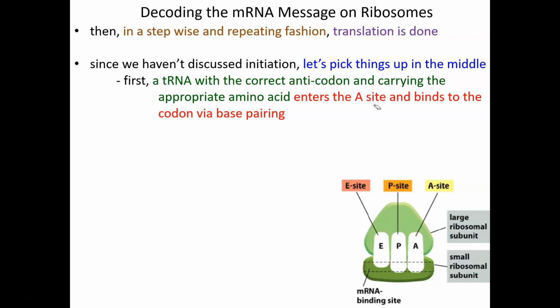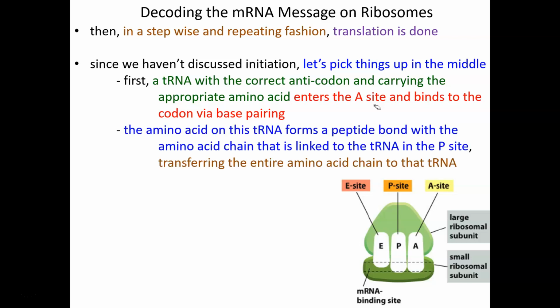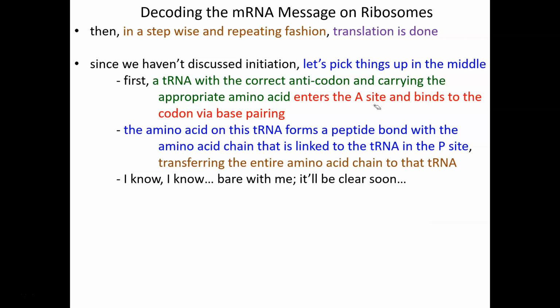So first, the tRNA with the correct anticodon carrying the correct amino acid is going to enter the A site, because any tRNA with one single amino acid can enter the A site, and it's going to bind to the appropriate codon with base pairing. The amino acid on this tRNA is going to form a peptide bond with the chain of amino acids that's being held by the tRNA in the P site, and that's going to transfer that whole chain to the A site tRNA.